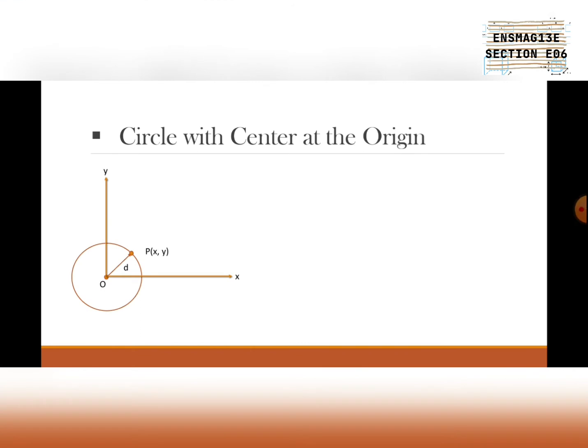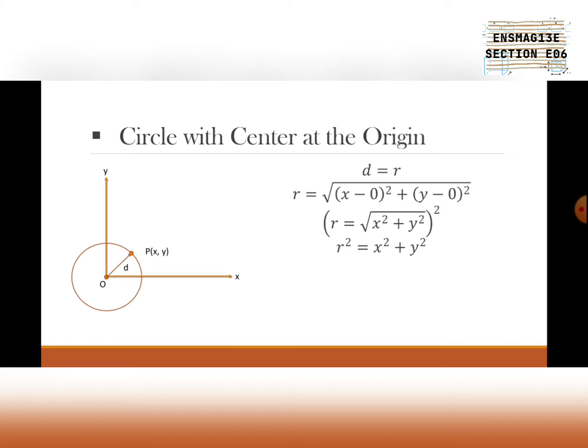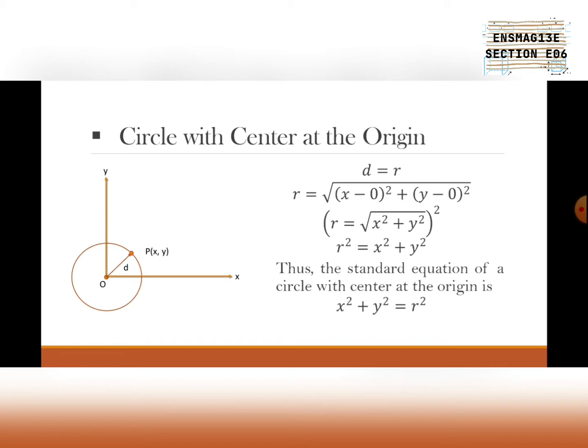If the center of a circle is at the origin, that means h is equal to 0 and k is equal to 0, and the radius is still r, thus giving us the distance of point O to point P as equal to d, or the radius of the circle. The distance formula gives r equal to the square root of x minus 0 squared plus y minus 0 squared, so r is equal to square root of x squared plus y squared, and squaring both sides yields r squared is equal to x squared plus y squared. Thus, the standard equation of a circle with center at the origin is simply x squared plus y squared is equal to the square of its radius.